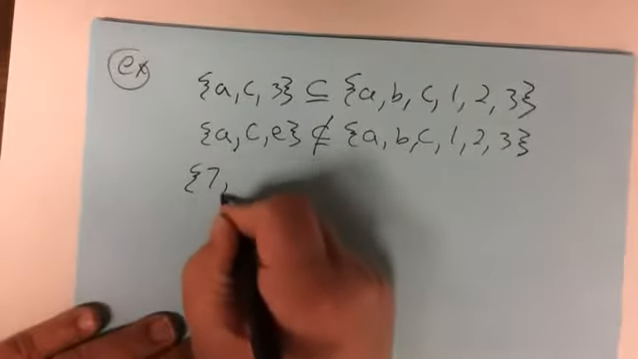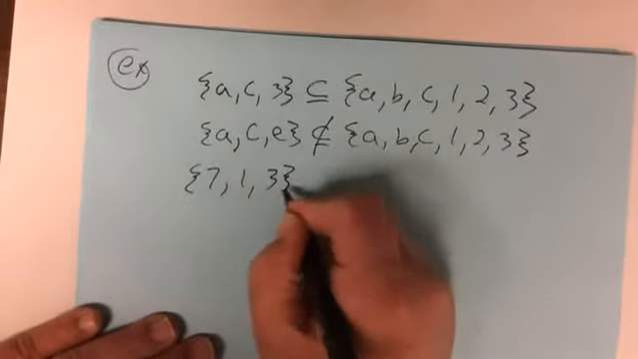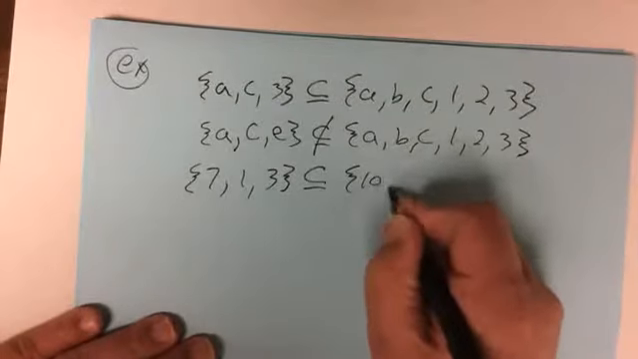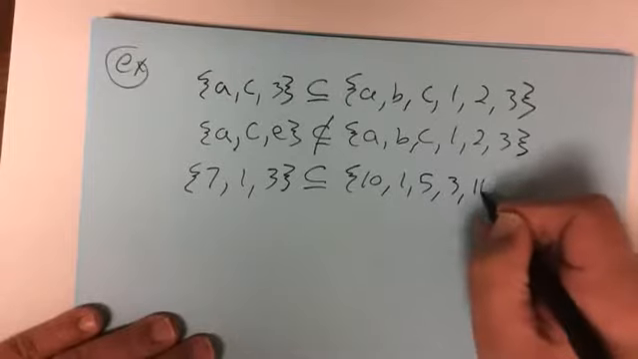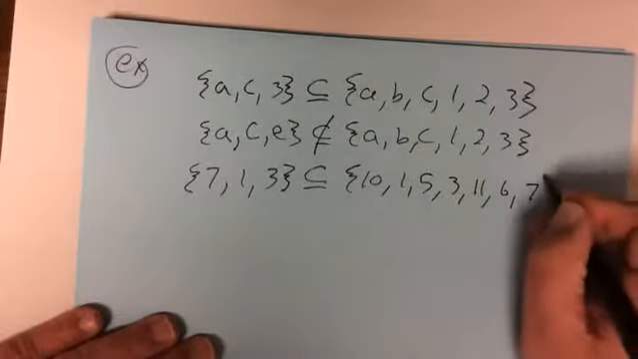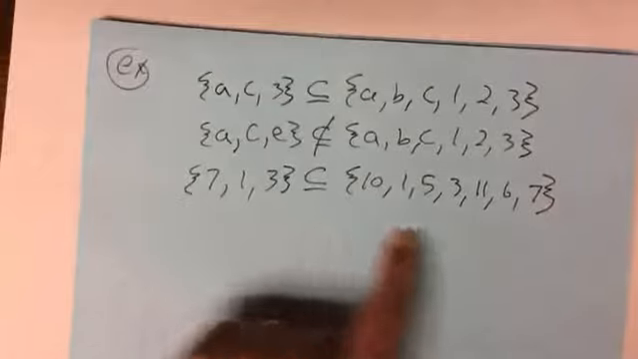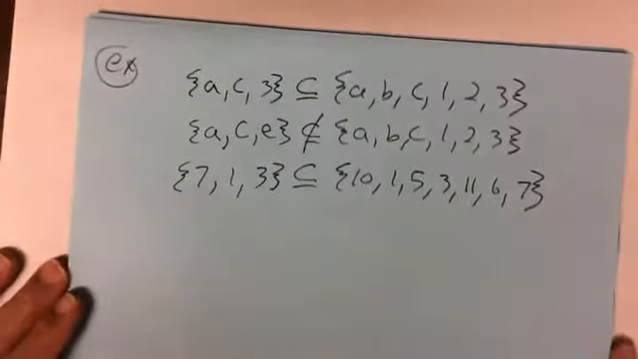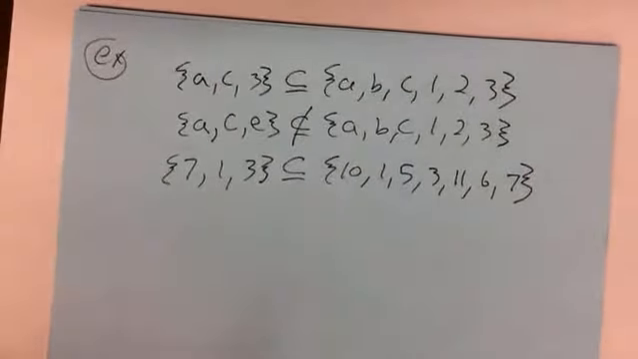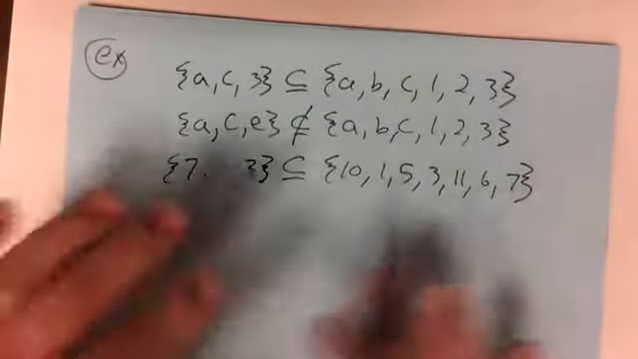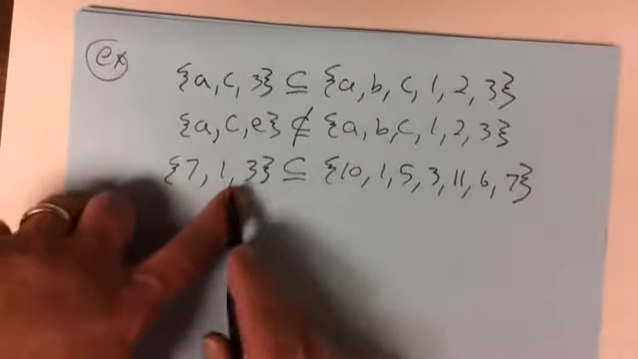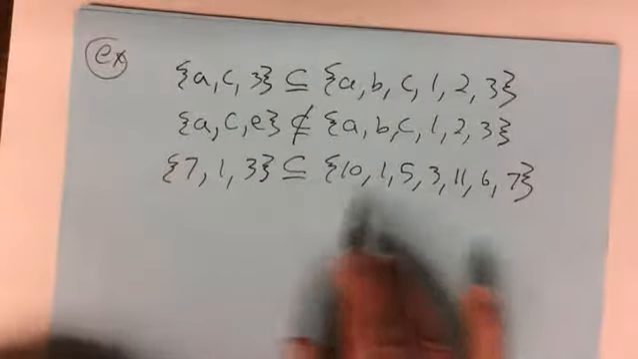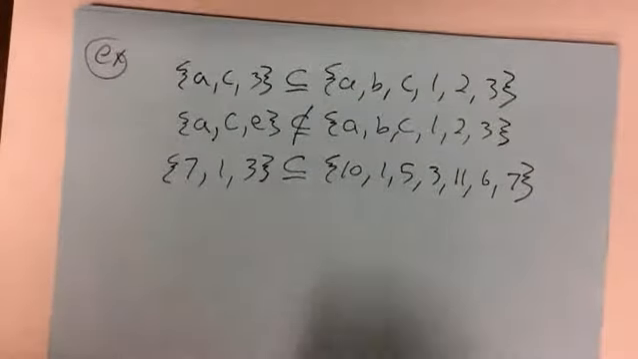So let's try another one. Make it a little more tricky. 7, 1, 3 is a subset of 10, 1, 5, 3, 11, 6, 7. Would this be a subset of that? I'll let you look at it. What do you think? It actually is. How do we know? Here we have to be careful because the numbers are all jumbled up. We have to see, is there a 7? Yes. A 1? Yes. 3? Yes. They are all over here. So it is a subset.